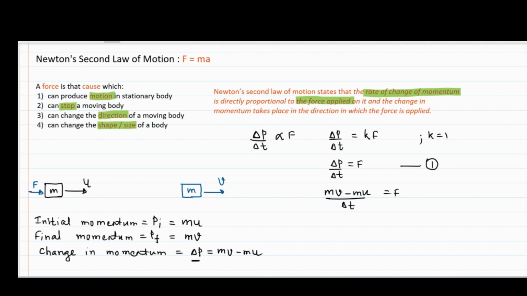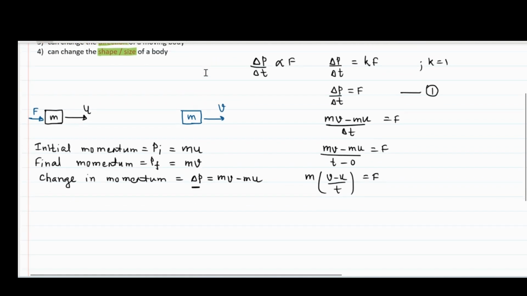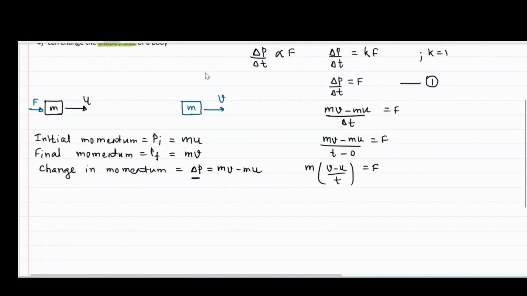Instead of delta T, we can write T minus 0. So this equation becomes (mv minus mu) upon (T minus 0) is equal to F. Taking mass common and rearranging, we get m times (v minus u) upon T is equal to F. But we know that (v minus u) upon T, that is change in velocity per unit time, is acceleration. So we can say ma is equal to F. On rearranging this, we get F is equal to ma.